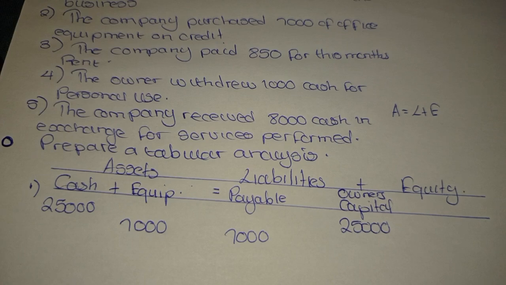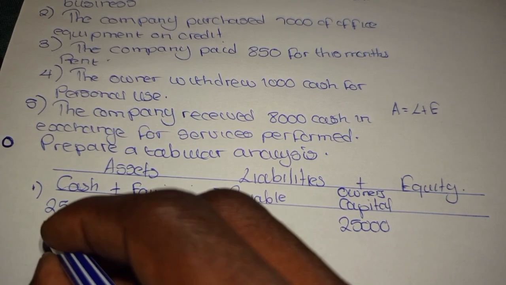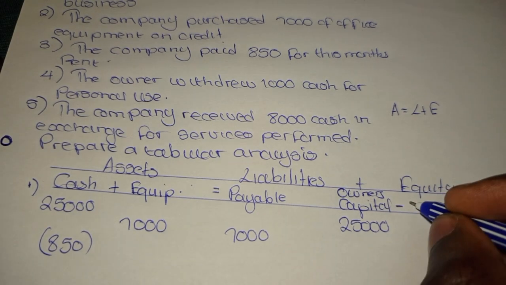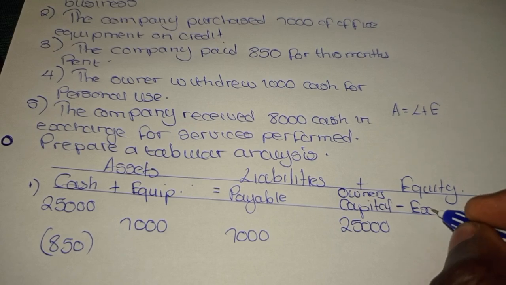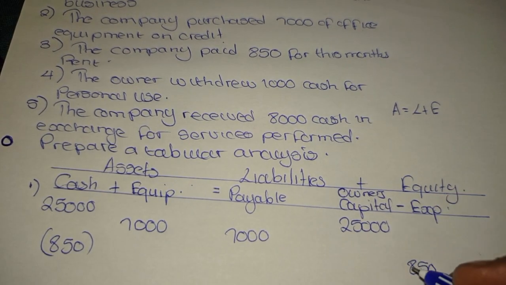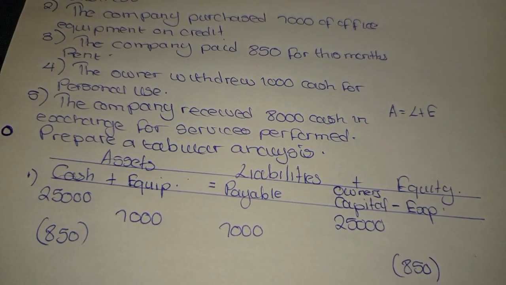So the third transaction that we have reads to say the company paid 850 for this month's rent. So remember, when you pay someone, you are getting money from the business, which means you are reducing the capital. You are reducing the cash in the business because you have gotten money from the cash account to pay rent. So remember, rent is an expense, so we put a negative there. So rent is an expense, and remember it is already negative, so this would definitely become a negative.